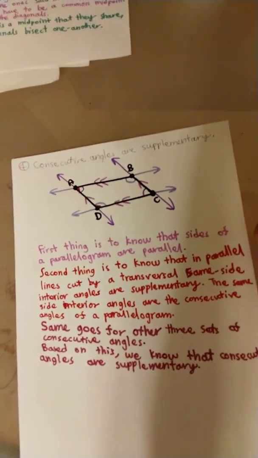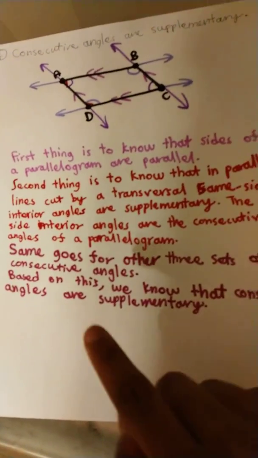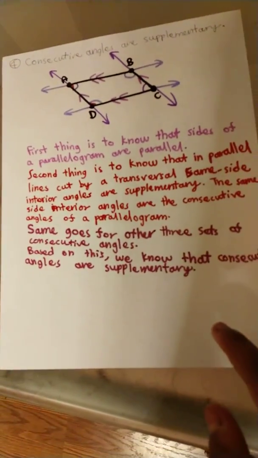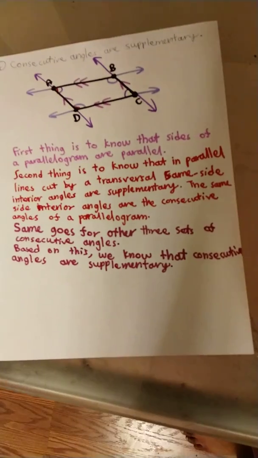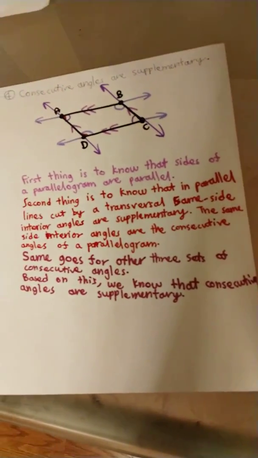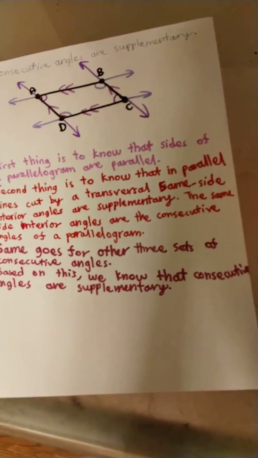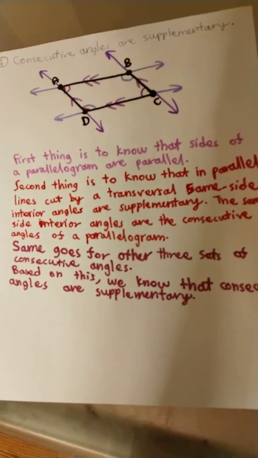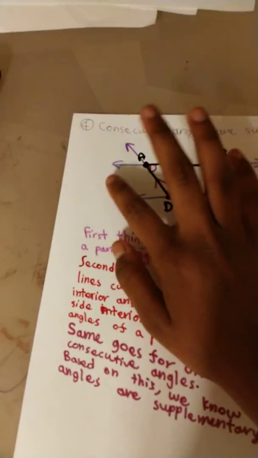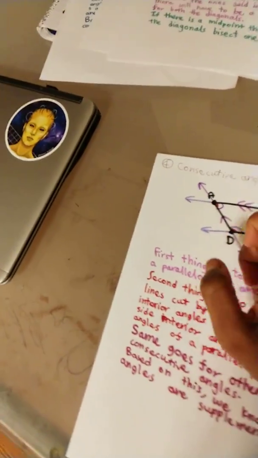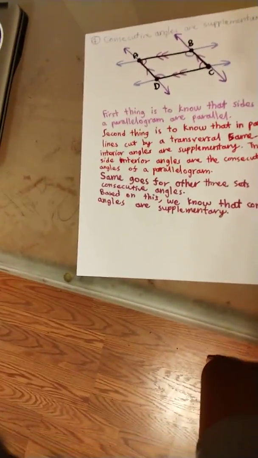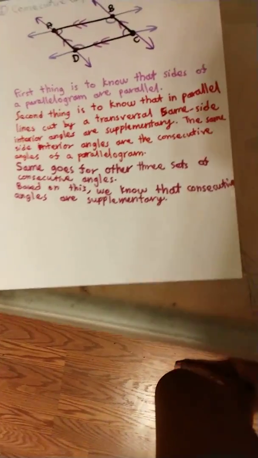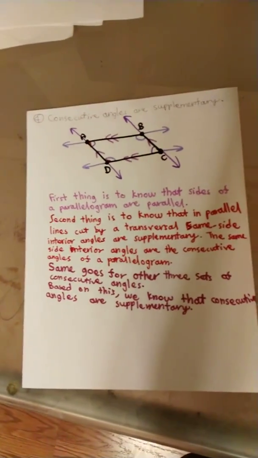And that applies to the rest as said here. Based on this, the same goes for the other consecutive angles. Angle BAD and angle ADC are consecutive angles of a parallelogram, which means they are on the same line segment. And based on this, we know that consecutive angles are supplementary.